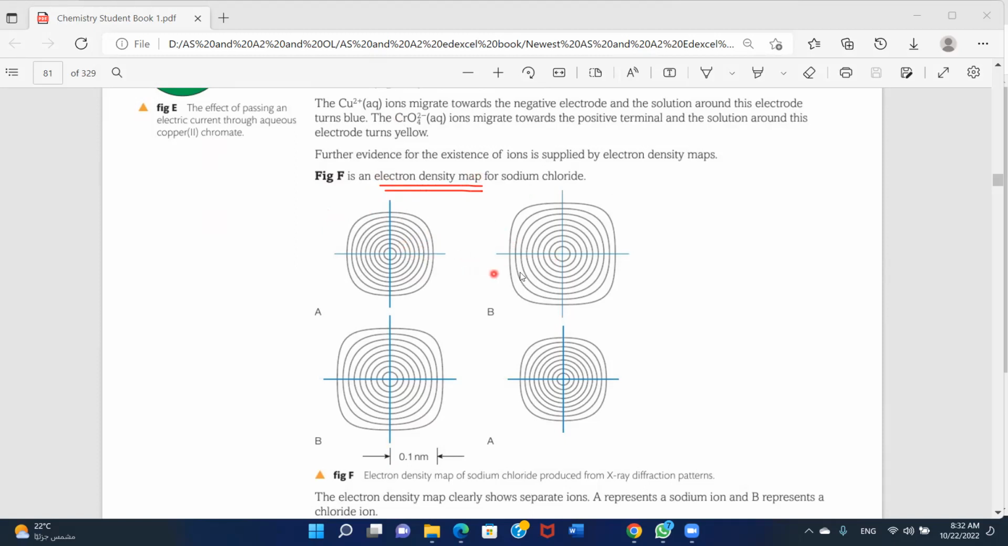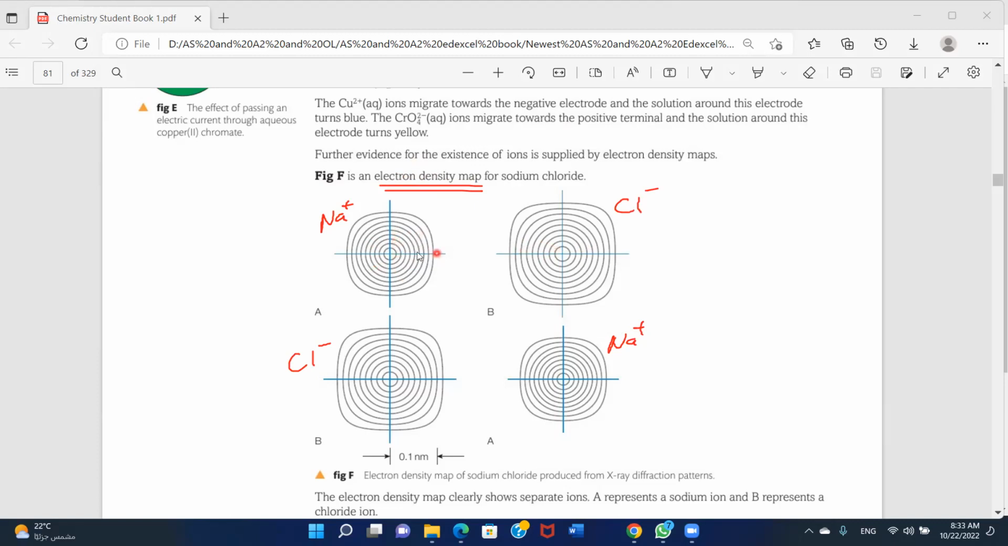But here we are studying ionic. So this electron density map shows us the sodium ions and the chloride ions. This represents the sodium ions, and this one represents chloride. We call it an electron density map. It means that we show electrons in the form of circles. You don't have to know the number of these circles. You can draw any number of circles.